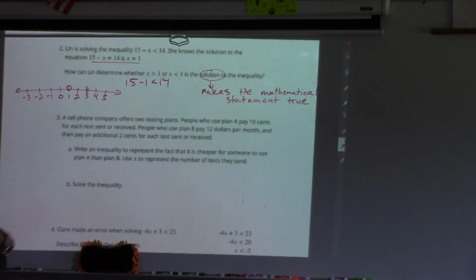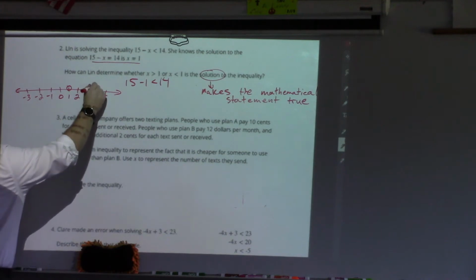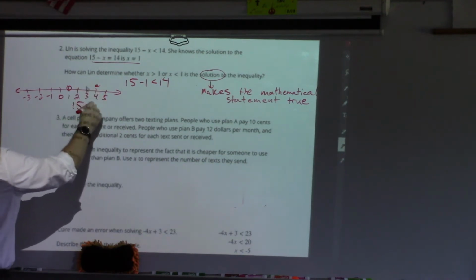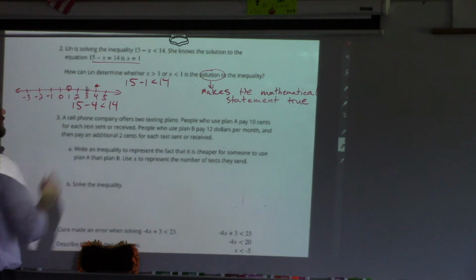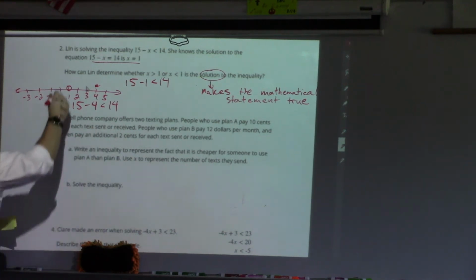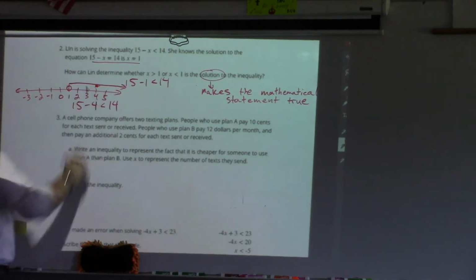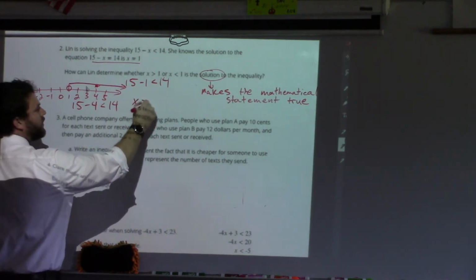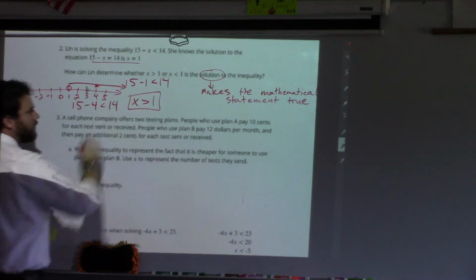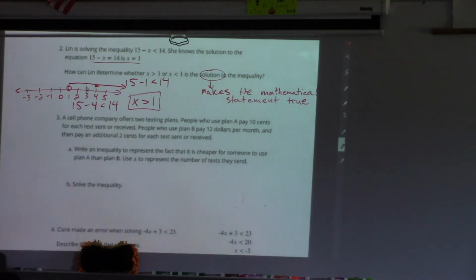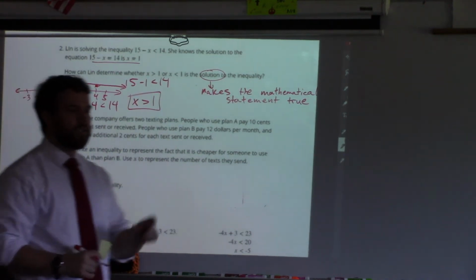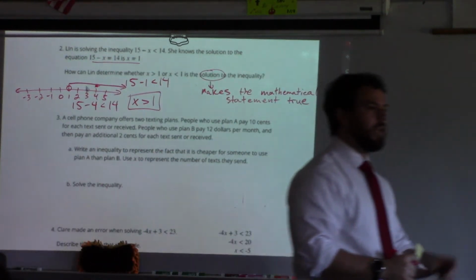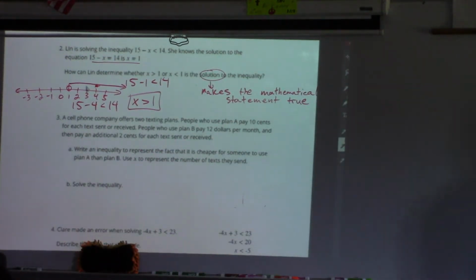So let's test that to make sure that's true. Let's test maybe a 4. 15 minus 4, is that less than 14? Yes. So which direction am I shading? That's it. So the solutions are x is greater than 1. Notice there's a procedure, but the procedure needs to be based on the concept at play. The concept is a solution. What makes the inequality true?